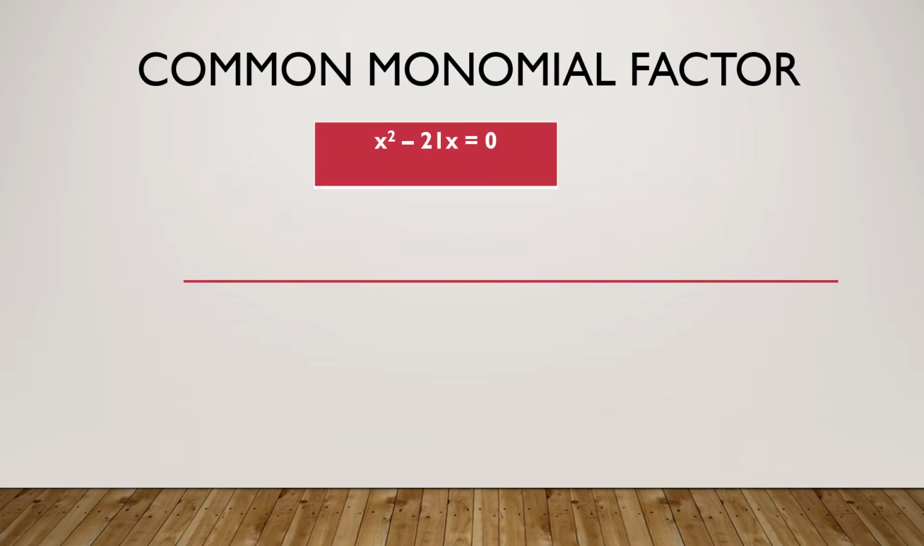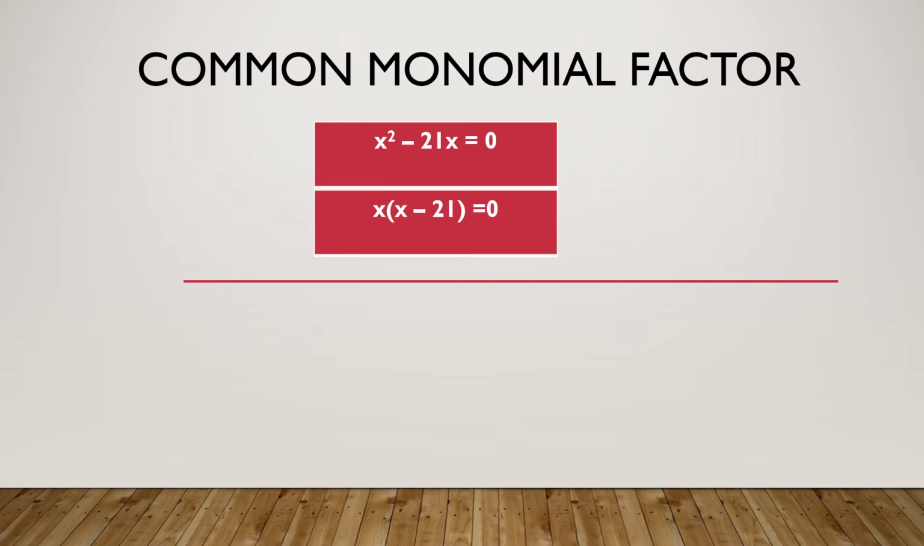So for example, we have x squared minus 21x equals 0. Now, as you can see, you have here x squared and 21x. Then, what's the common factor of x squared and 21x? Yes, the common factor is x. So you're going to factor it out like that. Then what is left inside the parenthesis is x minus 21.